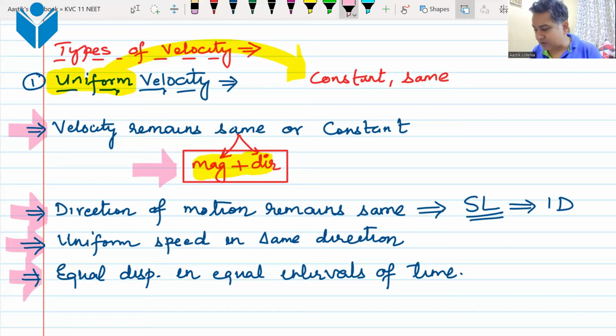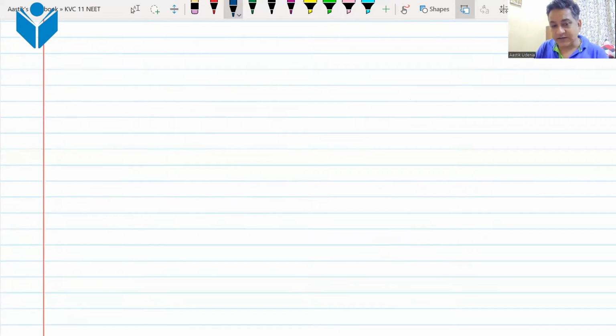Have you noted them down, bacha? If you have noted them down, then you move on to the second type of velocity.